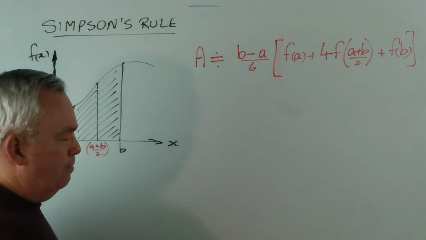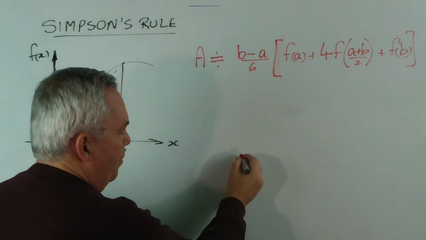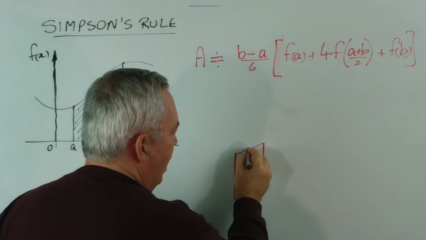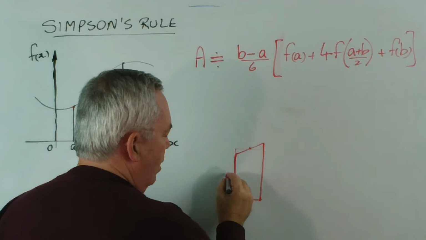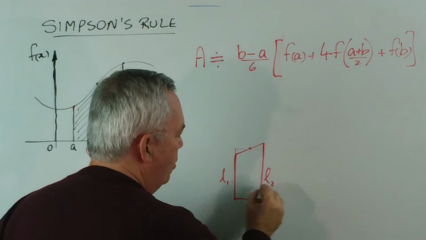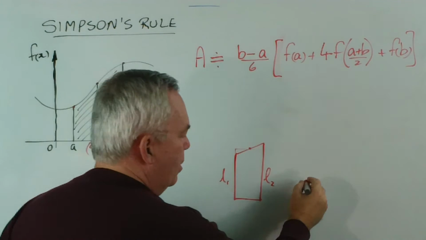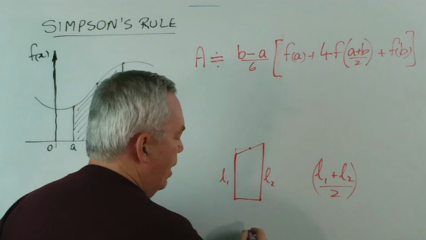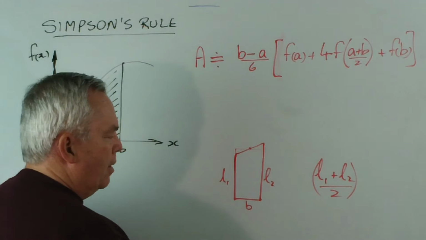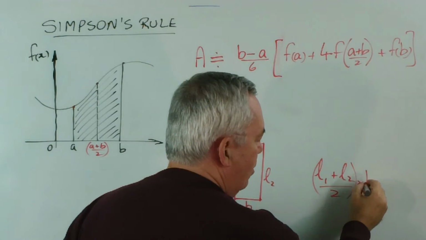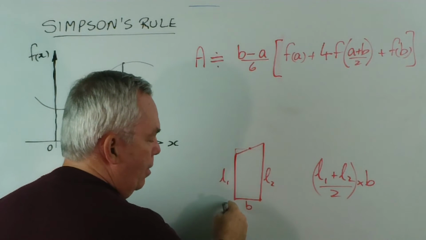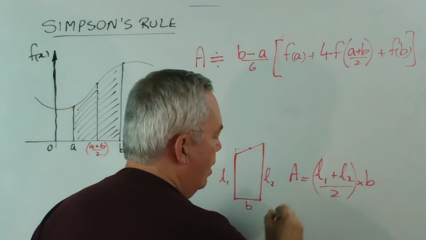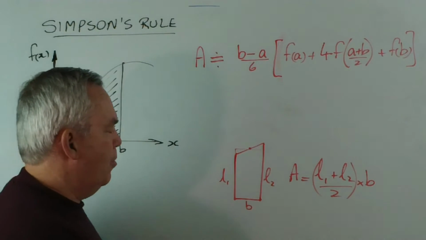Here's my explanation of it. Remember that the trapezoidal rule is finding an average height for a trapezium. That is, if this is length 1 and this is length 2, then the average length of the trapezium will be L1 plus L2 divided by 2. And if the breadth of the trapezium is B, then we multiply by breadth. So we have the average length times the breadth. Average length times breadth, average length times breadth. That's the way we find the area of a trapezium.